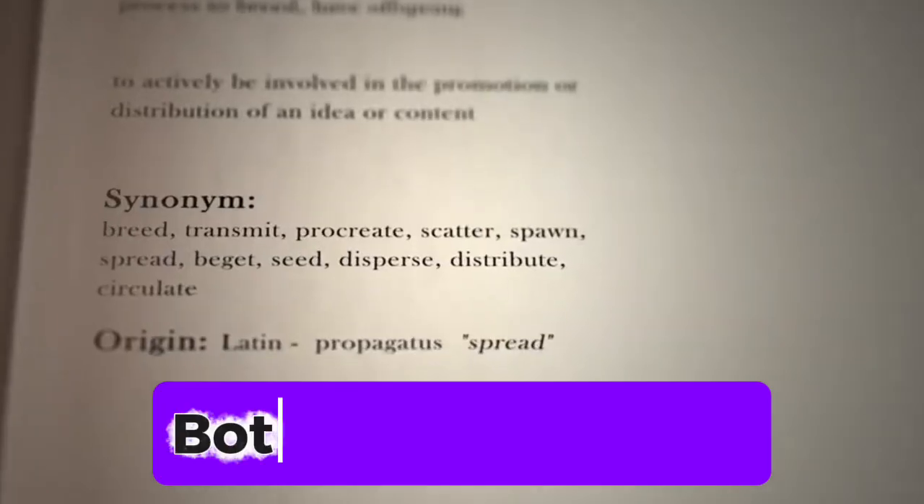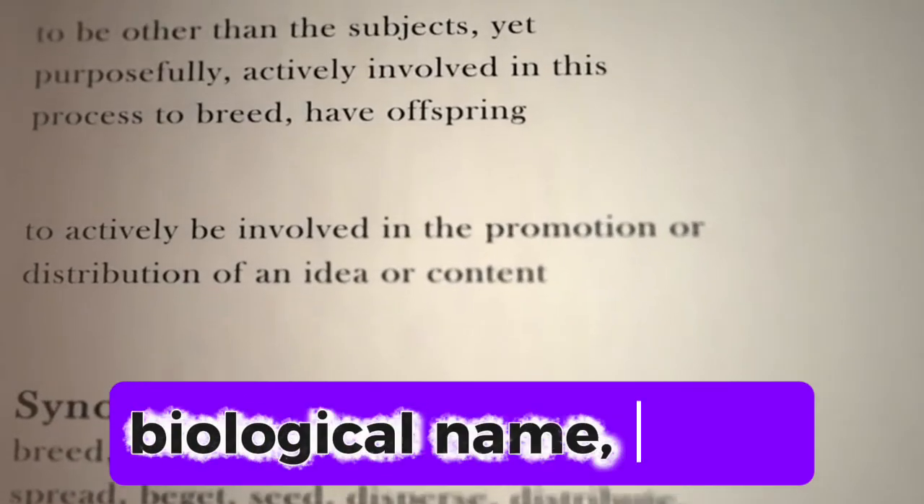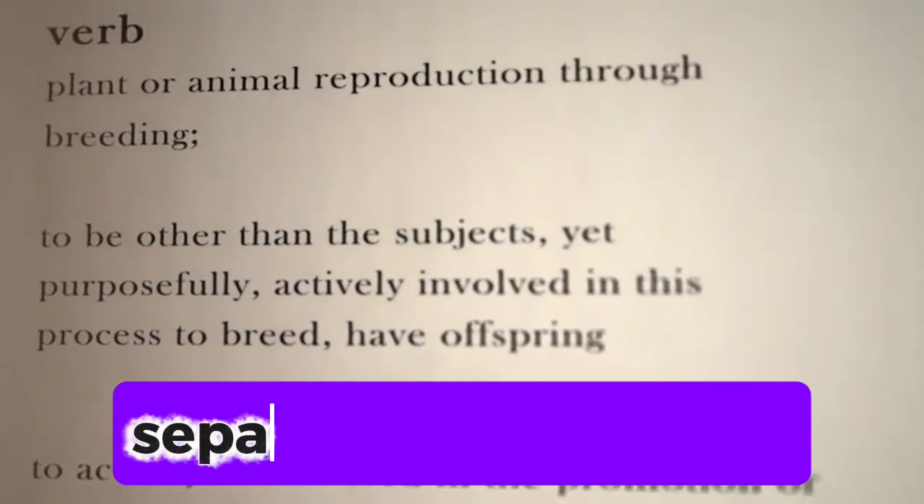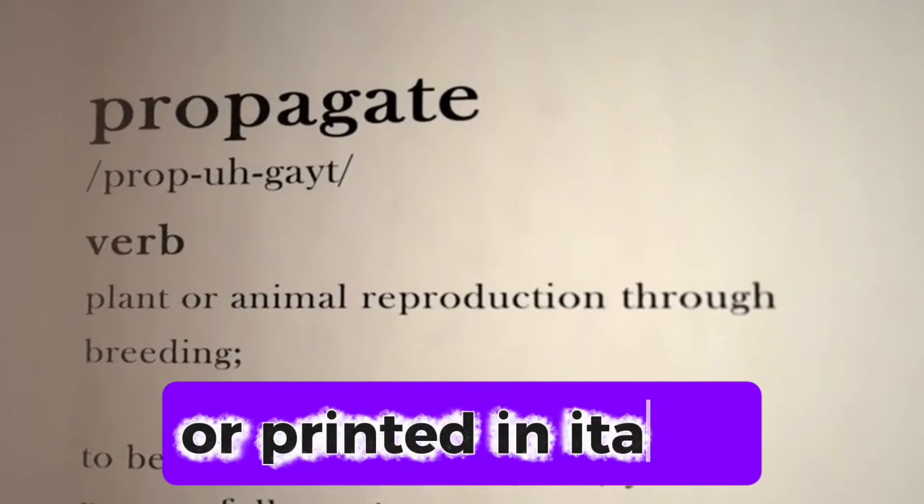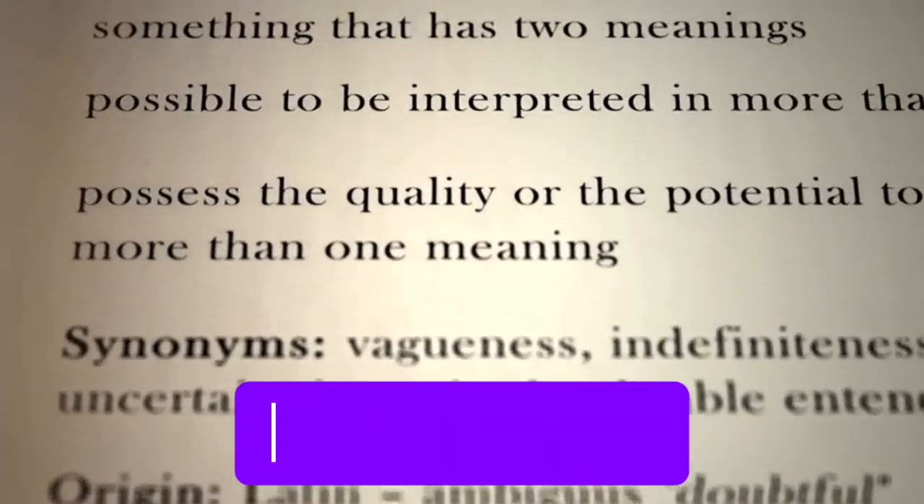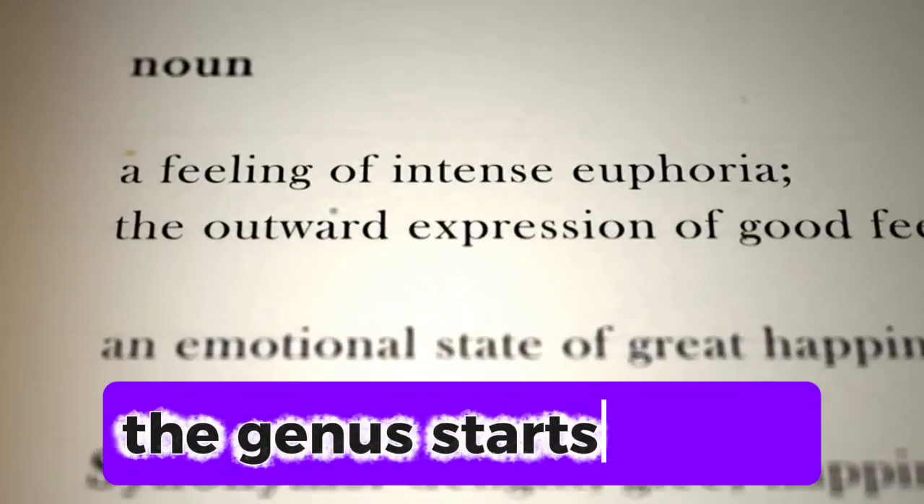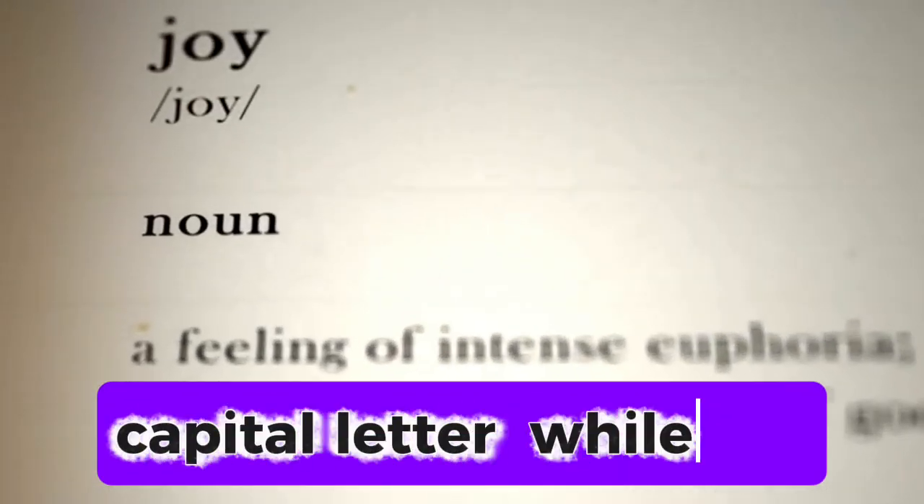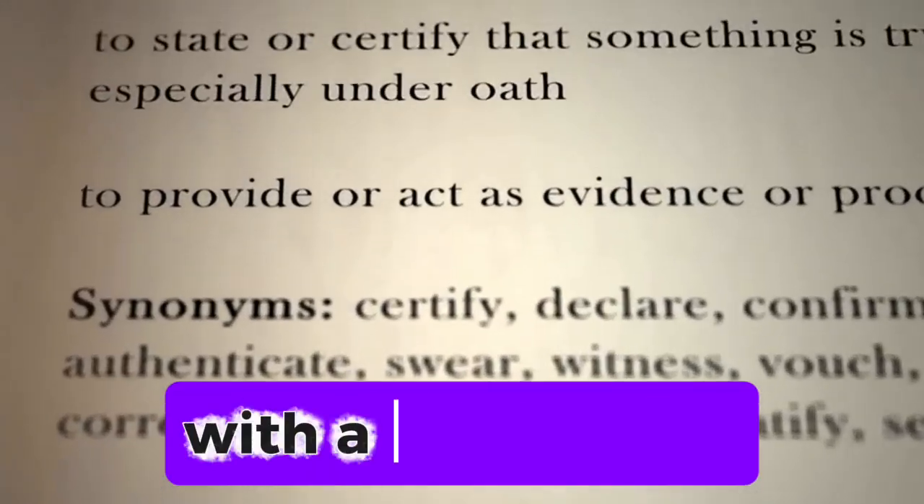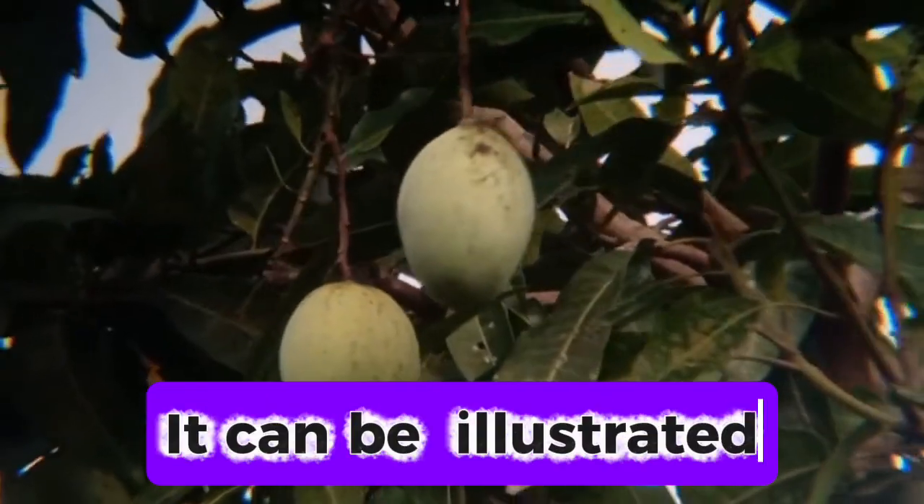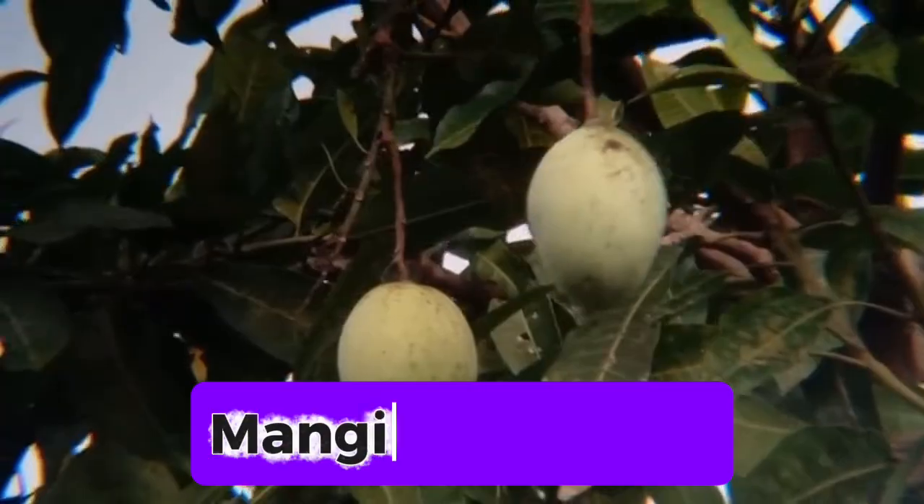Point 3. Both the words in a biological name, when handwritten, are separately underlined or printed in italics to indicate their Latin origin. 4. The first word denoting the genus starts with a capital letter, while the specific epithet starts with a small letter. It can be illustrated with the example of Mangifera indica.